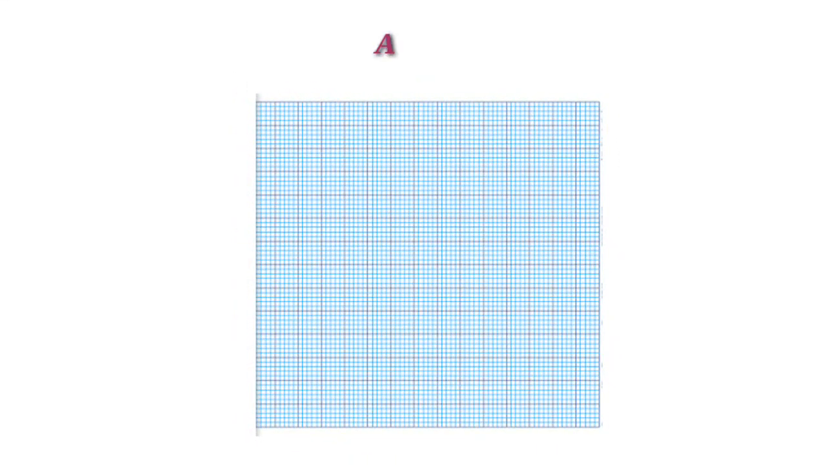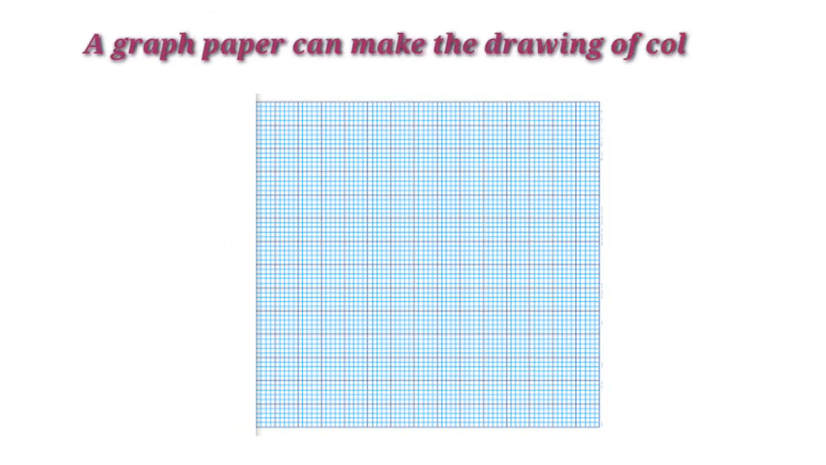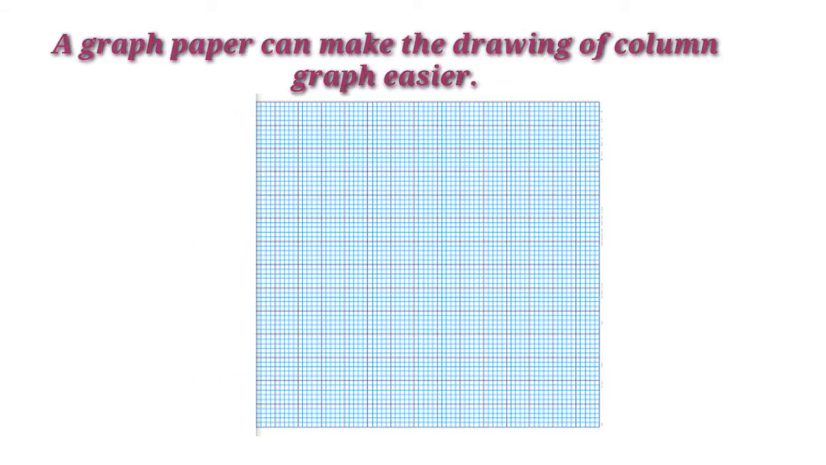Children, to prepare a bar graph, we'll use graph paper. You all are familiar with it. A graph paper can make the drawing of column graphs easier. It has horizontal and vertical lines marked across it. The space between the lighter lines is 1 mm, while that between the darker lines is 1 centimeter.